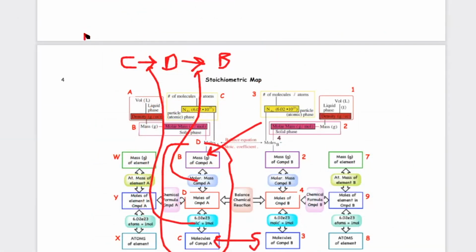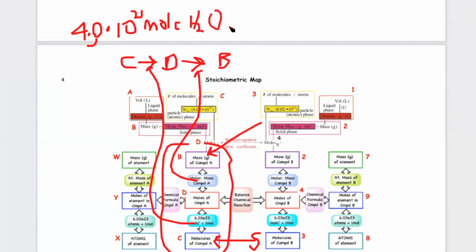So I would start with 4.0 times 10 to the 21st molecules of H2O. And then I would use my conversion factor.